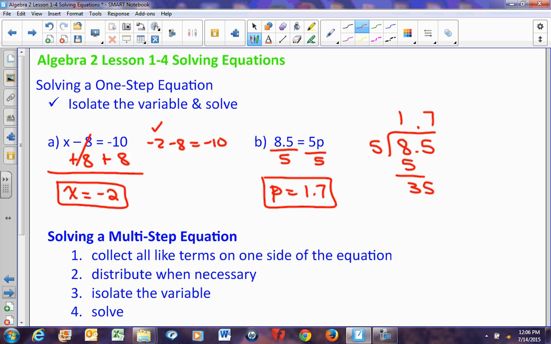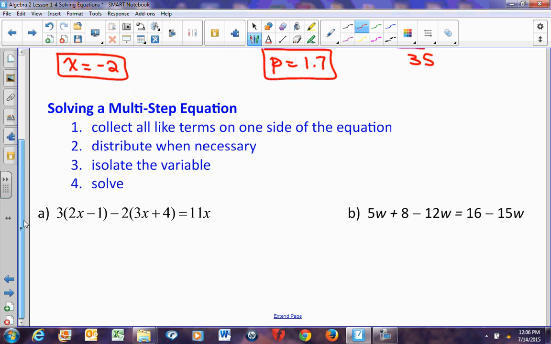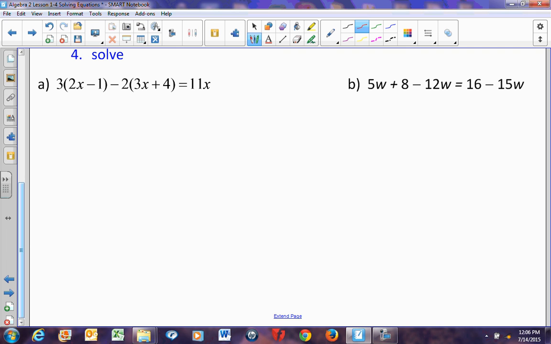Solving a multi-step equation, which means more than one step. Sometimes that means you have to collect all the like terms on one side of the equation. Distribute if the distributive property is necessary. Isolate your variables and solve. So if we look at letter A here, the first thing we have to do is get rid of any of the parentheses by using the distributive property. So if I distribute here, I will get 6x minus 3. Distribute here, make sure you take that negative all the way through. Negative 6x minus 8 equals 11x.